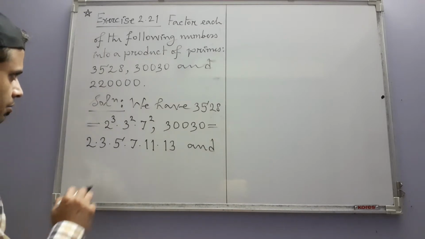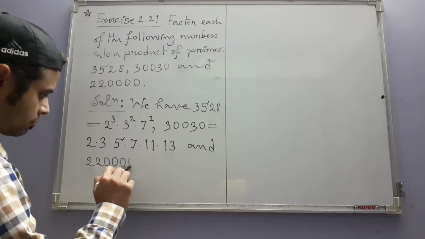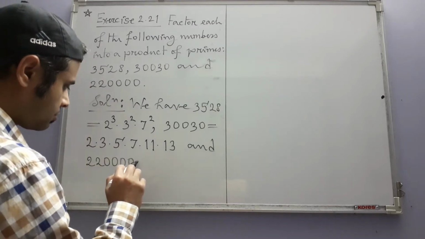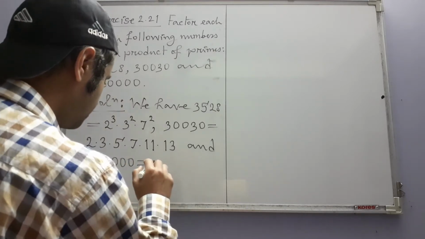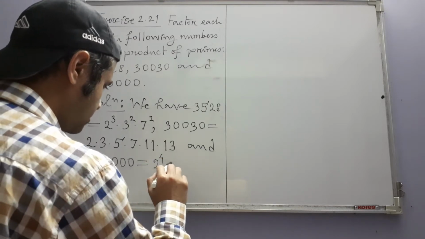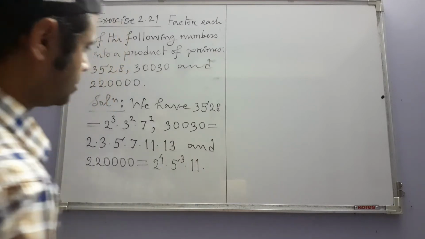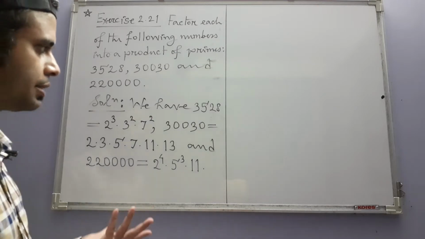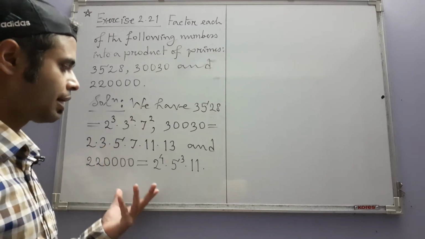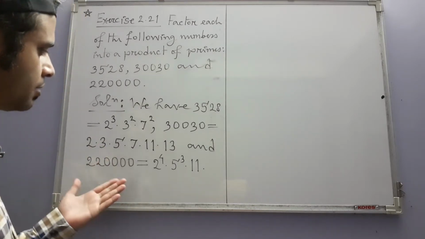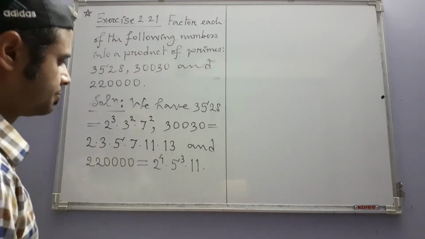And this last number, 220,000, equals 2 to the power 4 times 5 cube times 11. So these are just the prime factors. Actually we were not asked to just find the prime factors, but in fact we were asked to factor the numbers. So these are the factorizations.